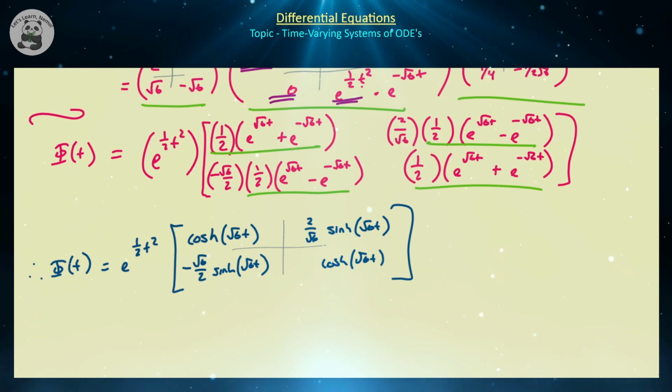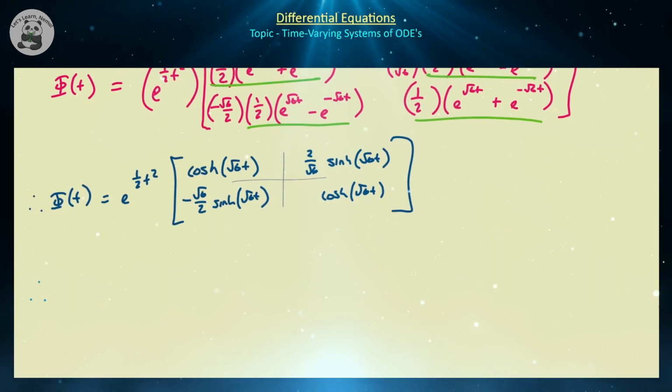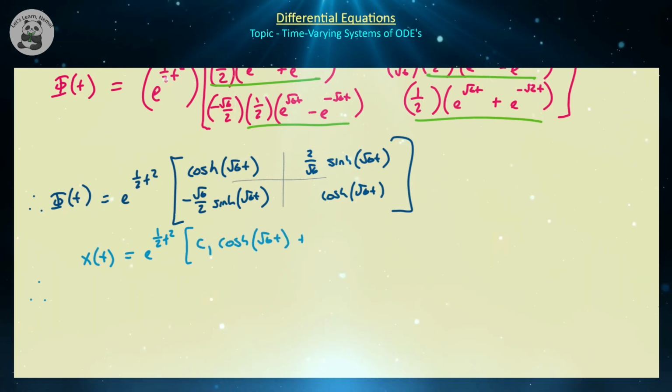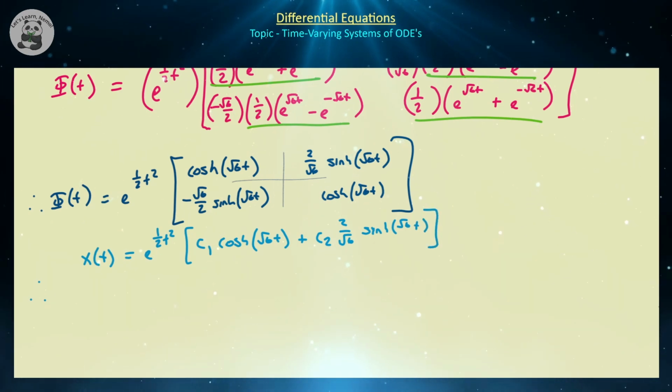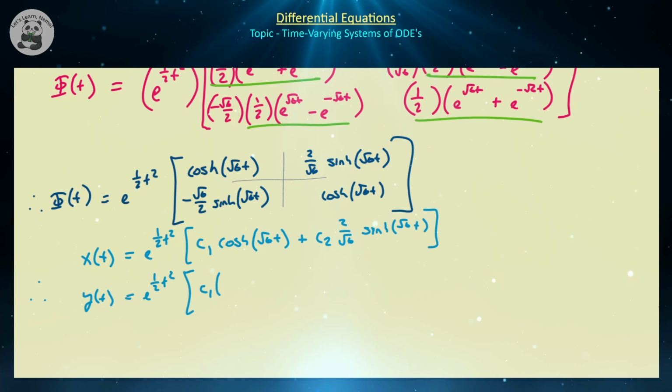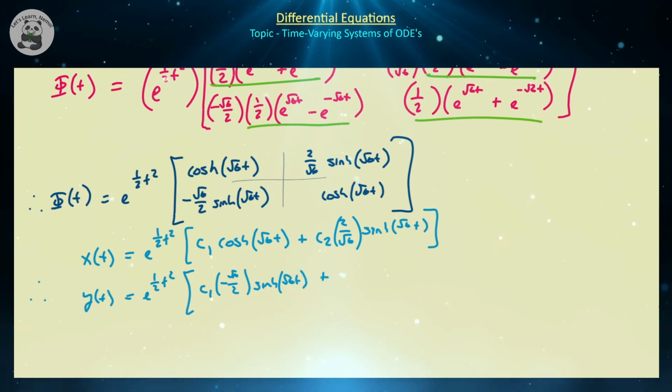So therefore, the solutions to this differential equation are going to be as follows. x of t will be equal to e to the 1/2 t squared times c1 cosh of the square root of 6t plus c2, 2 over the square root of 6 times the hyperbolic sine of the square root of 6t. You could absorb that into a constant, but I'm not going to. And then we have our solution for y. That's going to be equal to e to the 1/2 t squared, and then c1 times minus square root of 6 over 2 times the hyperbolic sine of the square root of 6t, plus our c2 hyperbolic cosine of the square root of 6t.